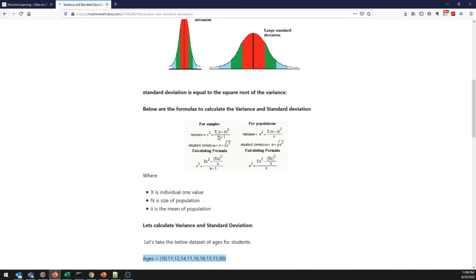We are doing minus 1 because of the degree of freedom. For samples versus populations, maybe we'll discuss this more in further topics. But when you say n minus 1, it's called the degree of freedom, because we are dealing with sample data now. So we find this value, which is the summation of (x minus x bar) whole squared.